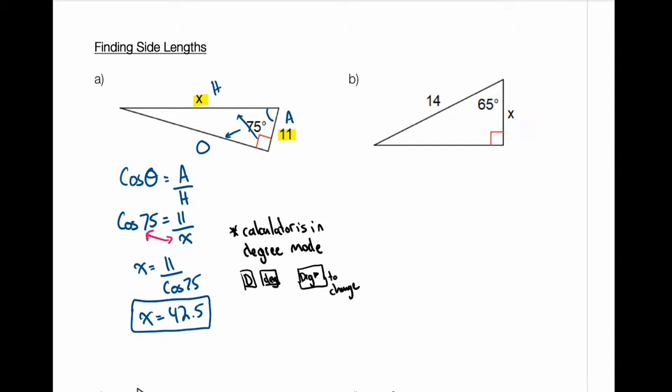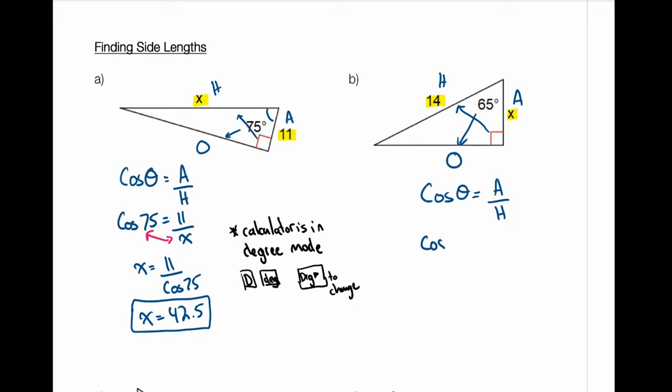Looking at the second example, again, first step as always is we want to label our sides. So across from the reference angle is our opposite. Across from the 90 degrees is our hypotenuse, and beside or adjacent to our reference angle is our adjacent. Looking at what sides we have, in this case 14 and x, or our hypotenuse and adjacent, that means we should be using cosine because that ratio is A over H.